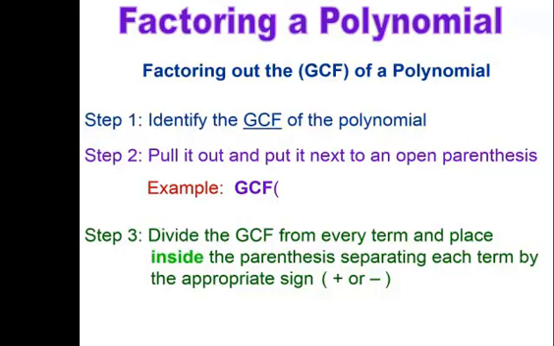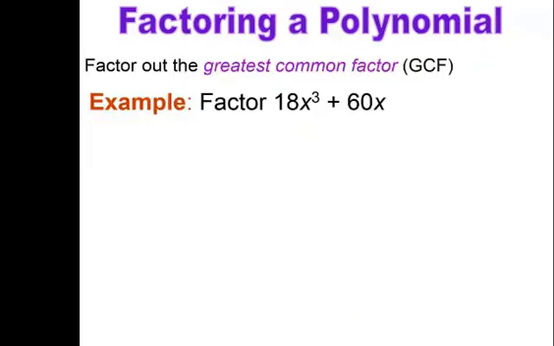So these are the steps to take, and I'm going to show you an example of what it would look like. So you want to factor out the greatest common factor, or the GCF, from 18x to the third plus 60x. So I need to factor it. I'm not just finding the GCF. I need to factor this polynomial so that I have the GCF and the parentheses of whatever is left over.